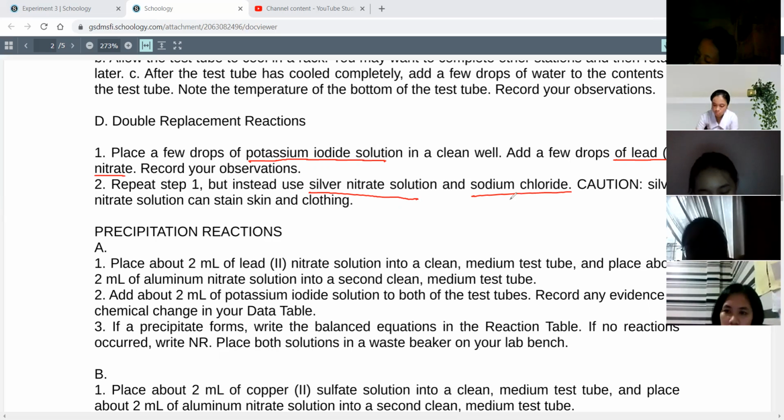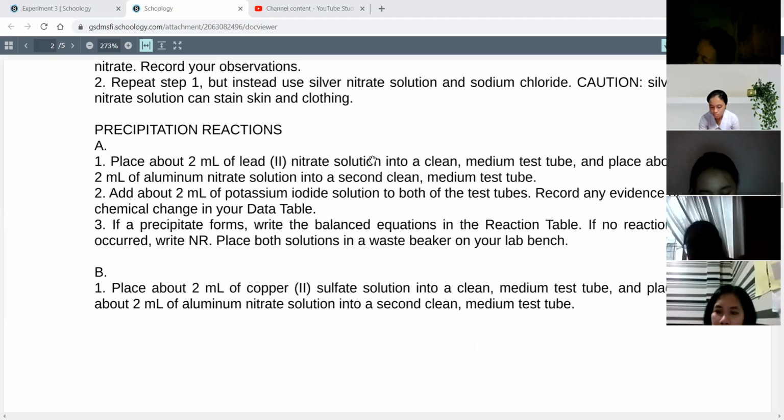However, under sa double displacement pa rin, we have the precipitation reaction. So this is specific for double displacement reactions that will result in the formation of precipitate sa products. So sa number 1, our reactant here is lead nitrate. Lalagay natin sa test tube and we will add aluminum nitrate into a second one. Second test tube. So dalawang test tube ito, class. The first one will have the lead nitrate.